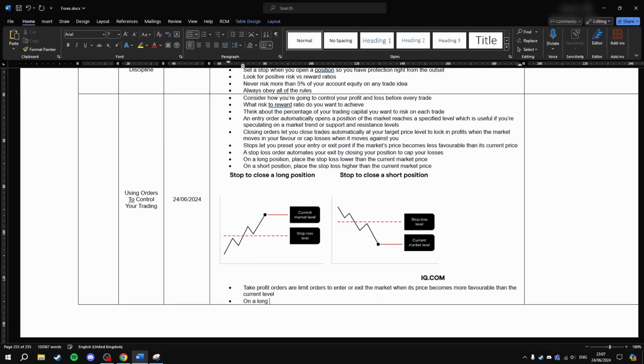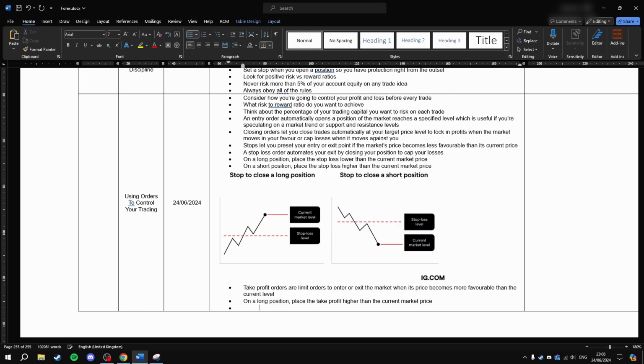So on a long position, place the take profit higher than the current market price. On a short position, place the take profit lower than the current market price.